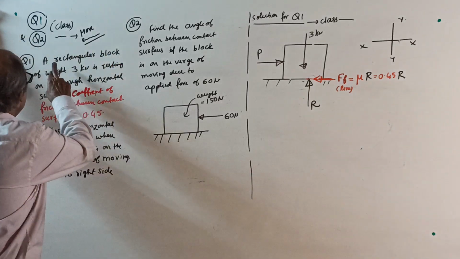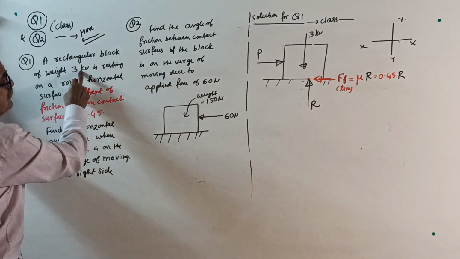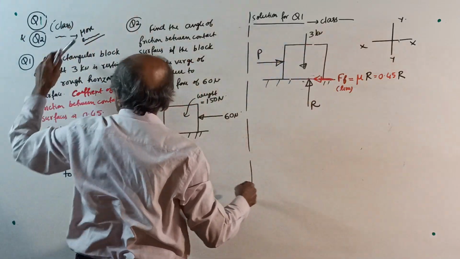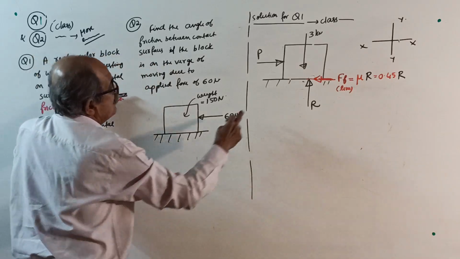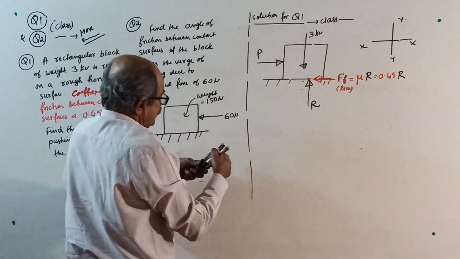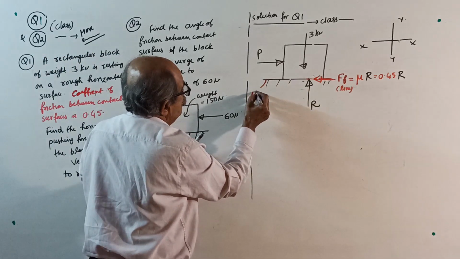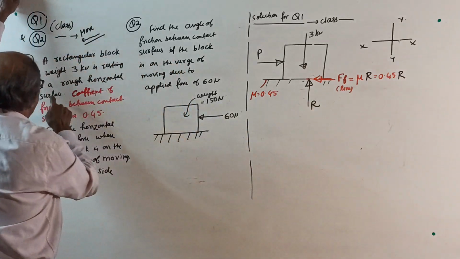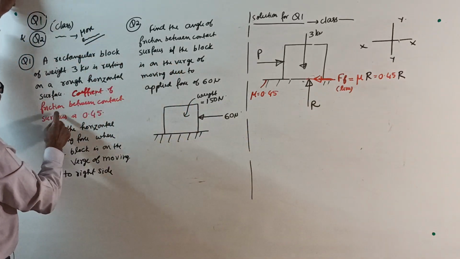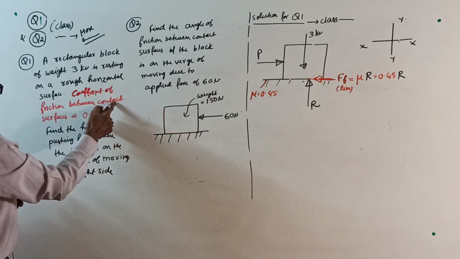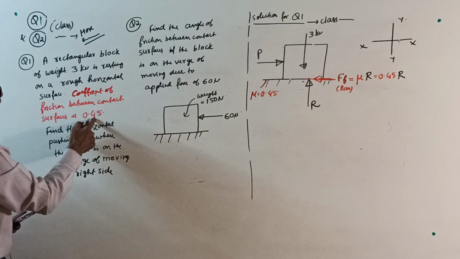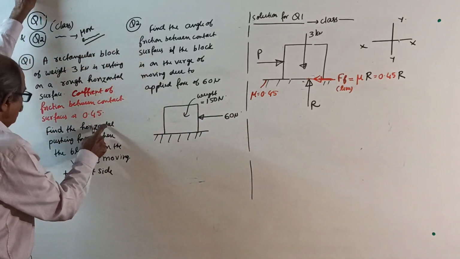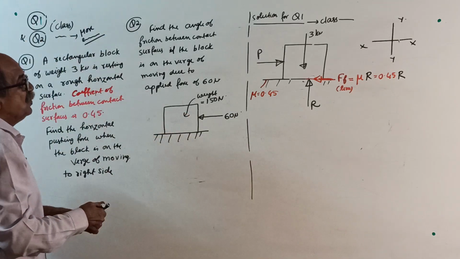Okay. A rectangular block of weight 3 kilonewton is resting on a rough horizontal surface. They told the surface has mu equal to 0.45. A rough horizontal surface, coefficient of friction between the contact surfaces is 0.45. Then find the horizontal pushing force.